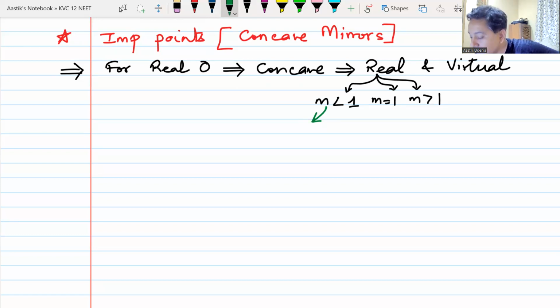When it is at infinity. Great. Sorry, the first one is less than 1. Less than 1, not greater than. Where does that happen? When the object distance is greater than 2f. Do we understand this? Yes or no? Yes, sir.